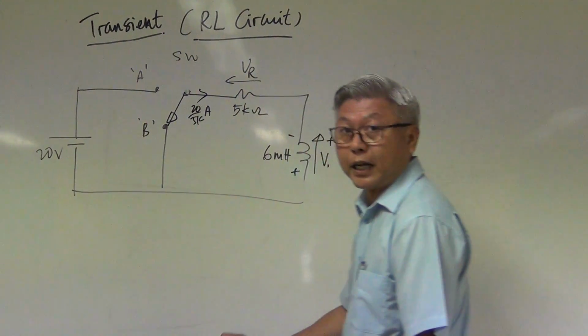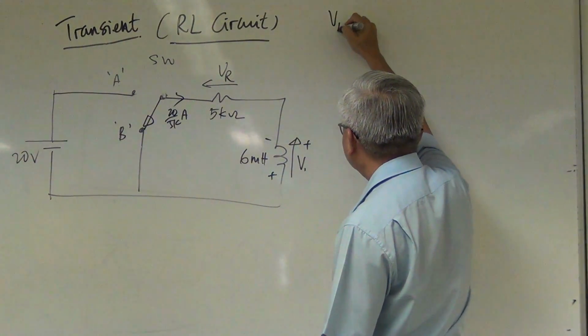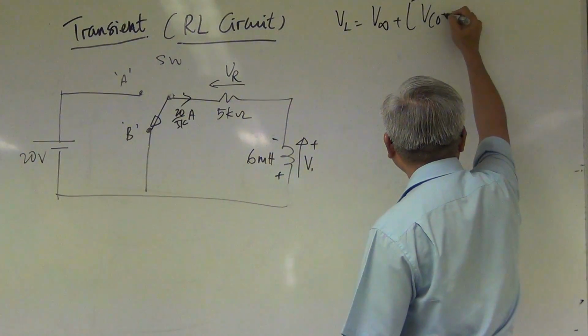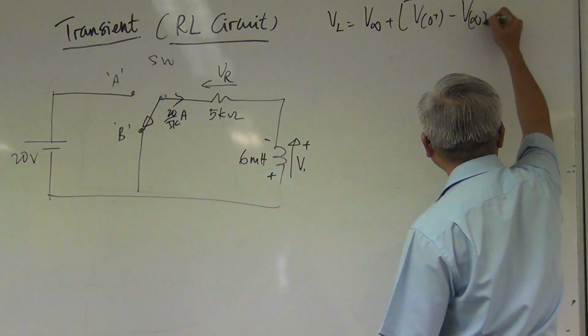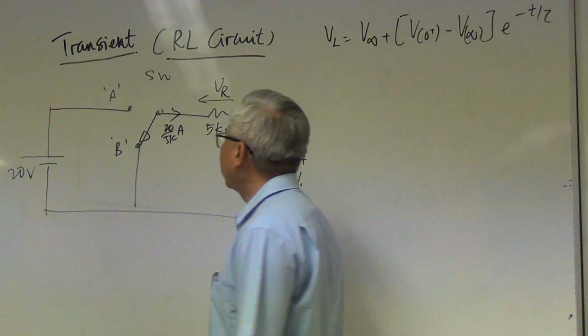Alright, so let's talk about the current. Or even the resistor voltage. It will be V infinity plus V0 minus V infinity times e to the minus t over the time constant. Right? Let's test it out with one position.